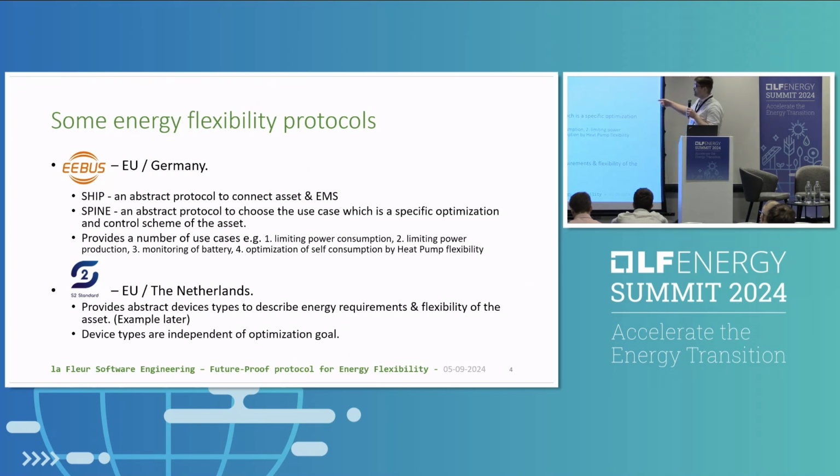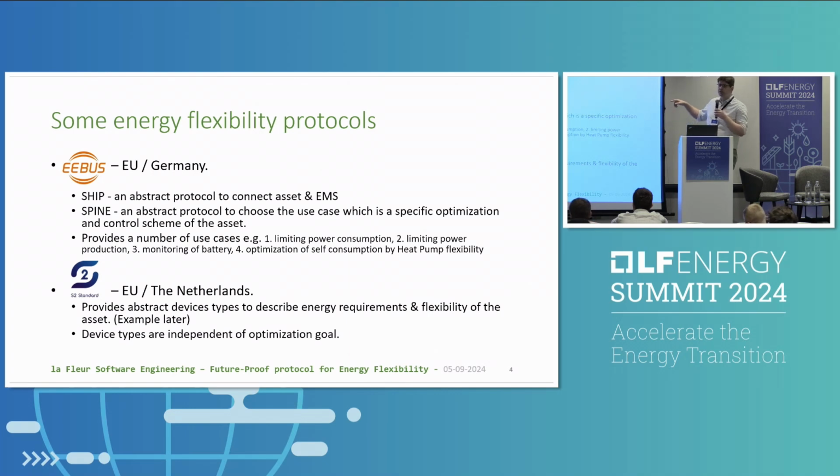So the first one, AEBUS, it's actually a tiered protocol. So actually all of the bullets, they present one of the tiers inside of the protocol. The first one's called SHIP, which is an abstract protocol to gain trust between this optimization engine and the assets in some way and to ship some kind of binary data. So it's really about just connecting.